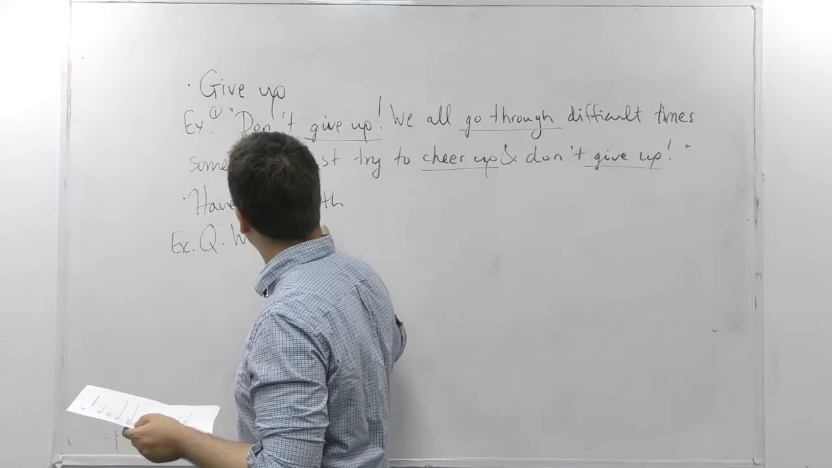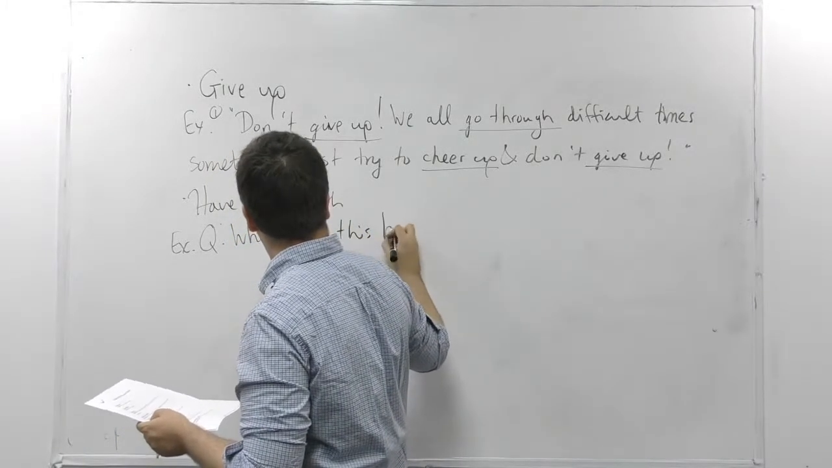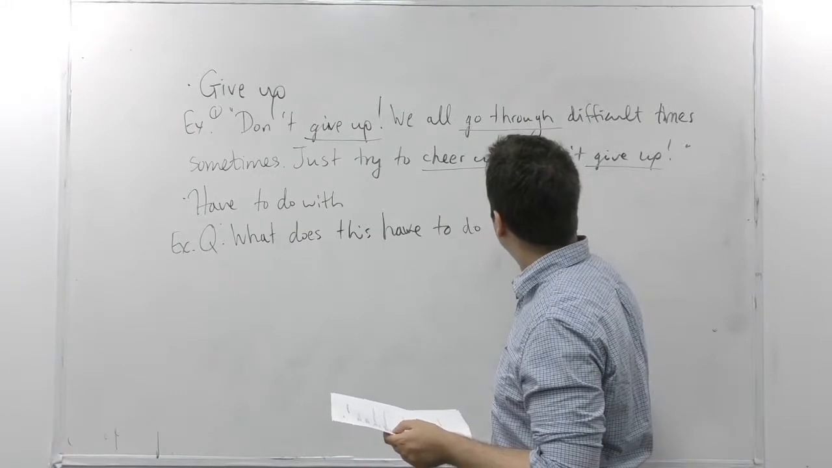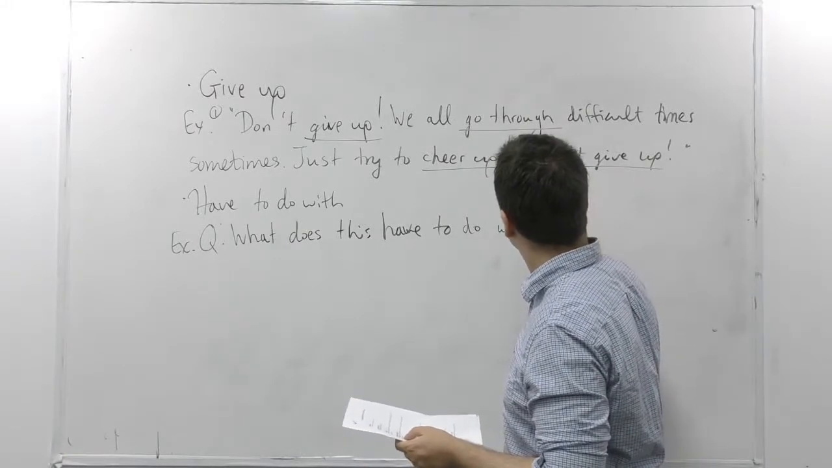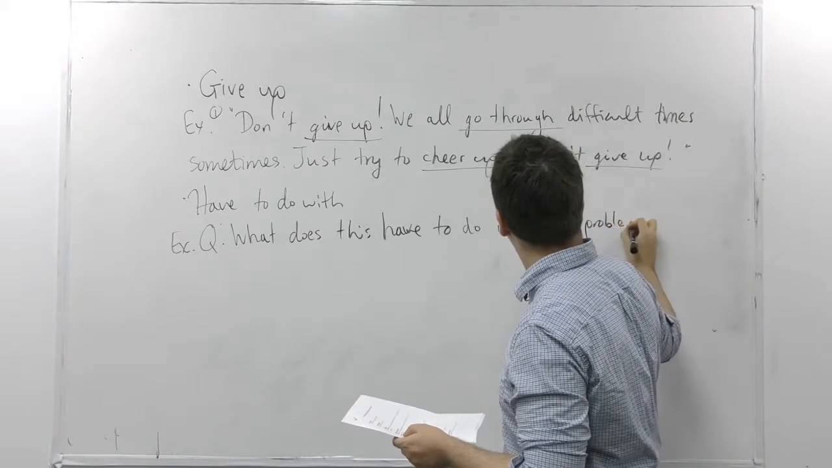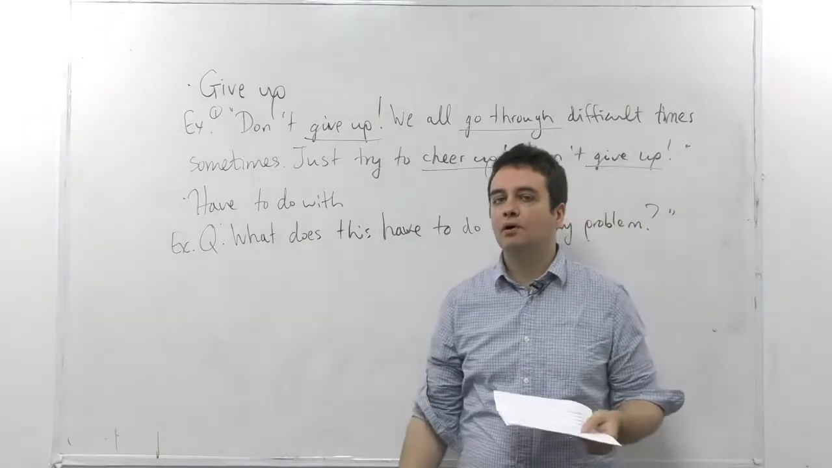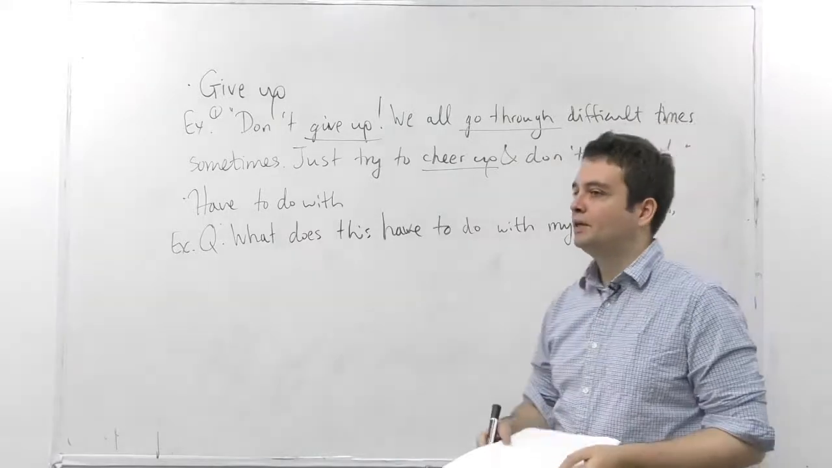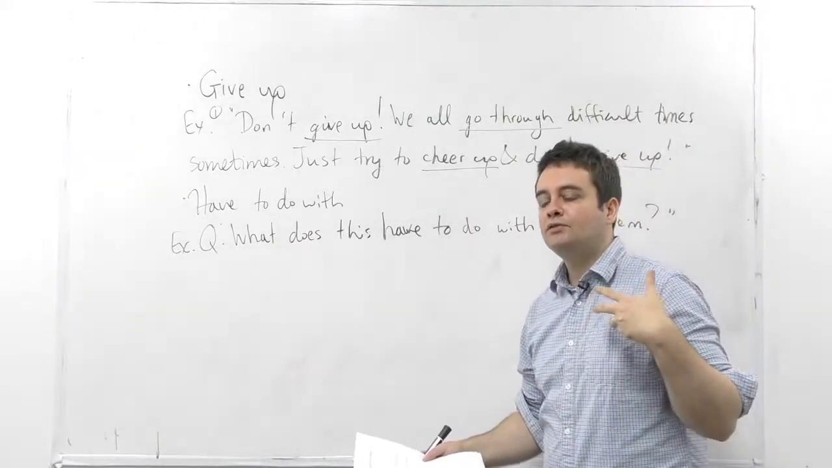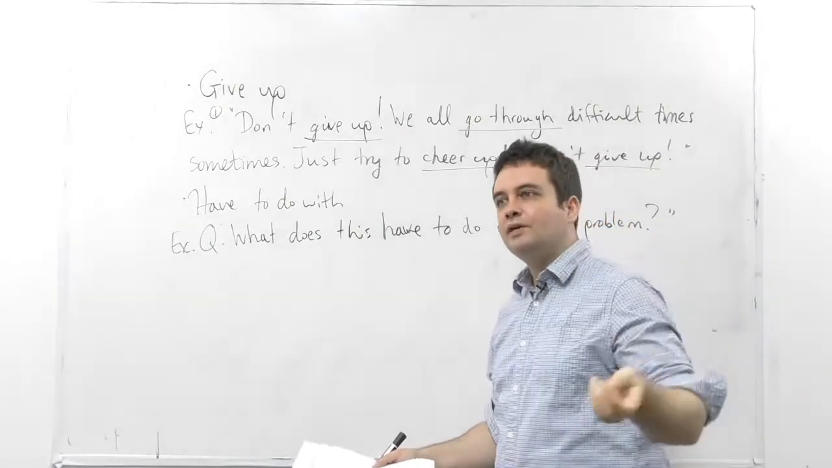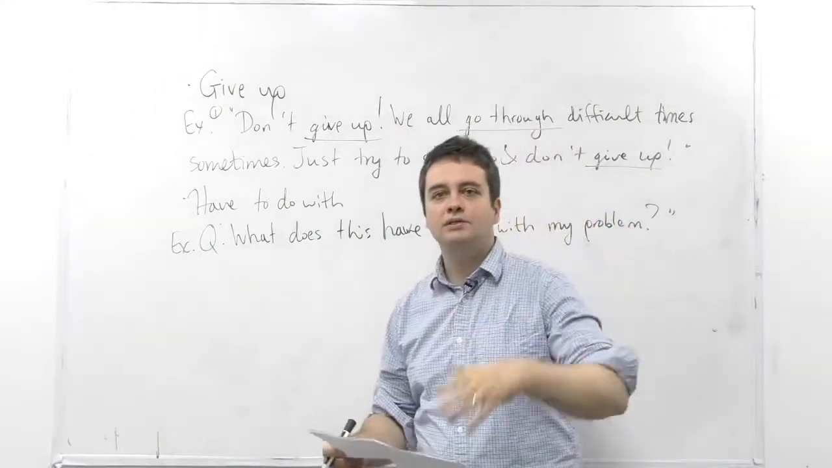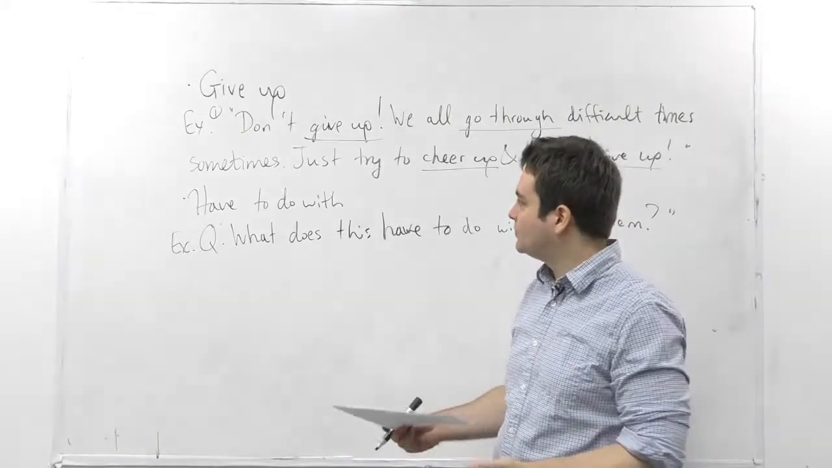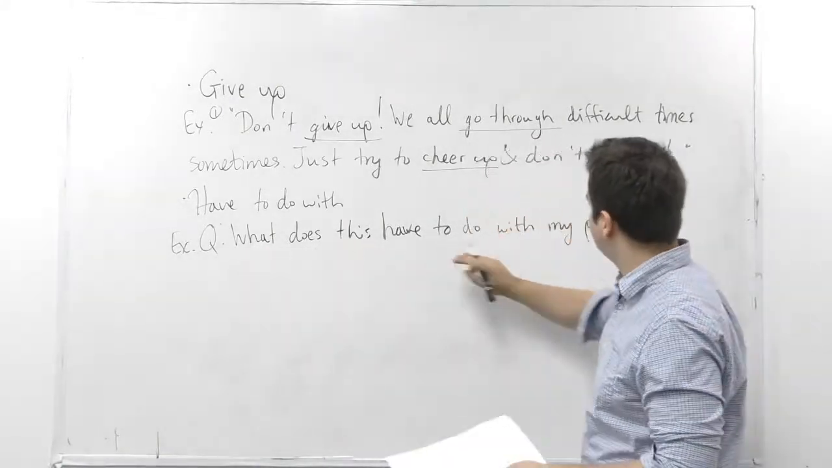What does this have to do with my problem? So let's say, for example, you have a problem, right? Some kind of problem. We don't need to define it. You've explained this to your friend, and then your friend gives you advice. But you think the advice is not really related to your problem, right? You think this advice is like unrelated. It doesn't seem to have anything to do with your problem.